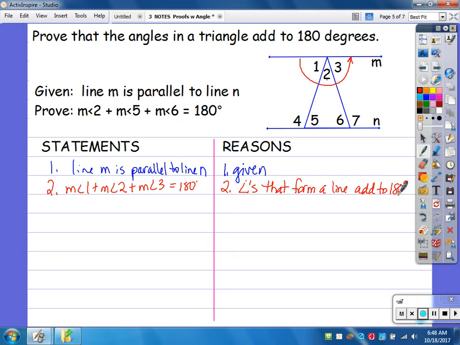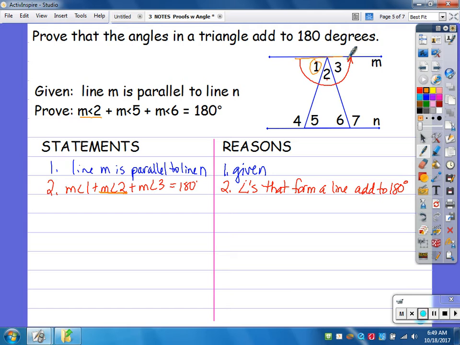Okay, so now if I look at what I'm trying to prove, again, I look at the statement here, angle 2 plus angle 5 plus angle 6. Well, I've got angle 2 already in statement 2. So that means I'm going to need to replace angle 1 and angle 3 with angle 5 or angle 6. So I'm going to look for ways that I can show that angle 1 is congruent to one of these two, or that angle 3 is congruent to one of those two. So I'm going to go back to my picture and look at angle 1. All right, so angle 1 is right here.